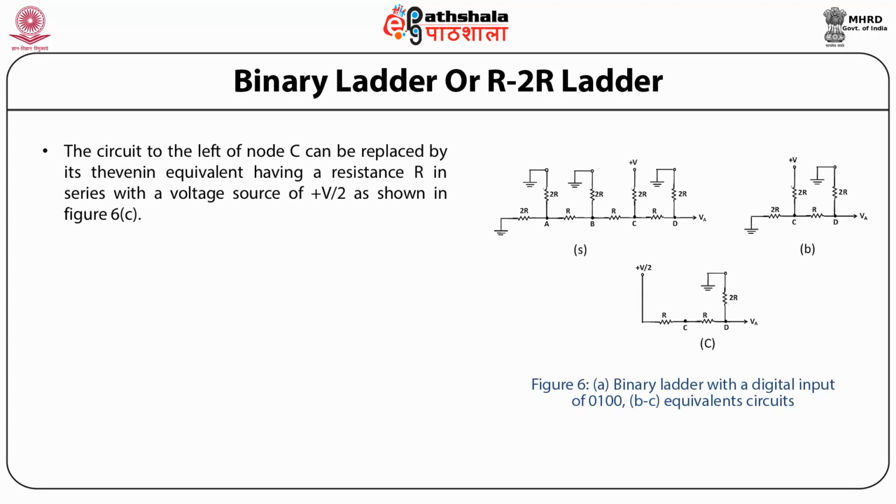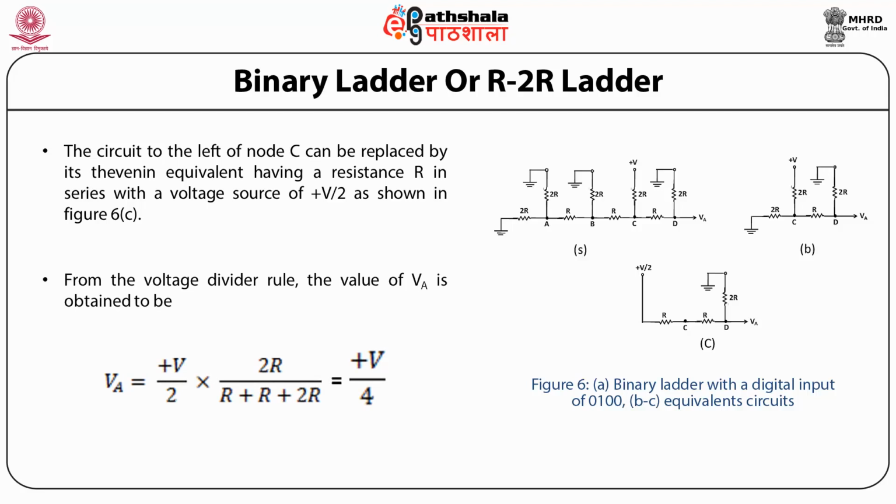The circuit to the left of node C can be replaced by its Thevenin equivalent having a resistance R in series with a voltage source of plus V by 2 as shown in figure 6c. Now using the voltage divider rule, the value of VA is obtained to be VA equals plus V by 2 into 2R divided by R plus 2R. This gives VA to be equal to plus V by 4.